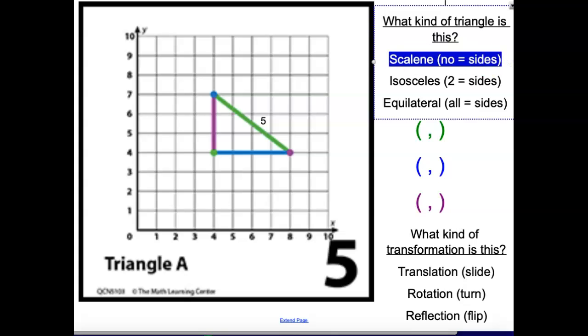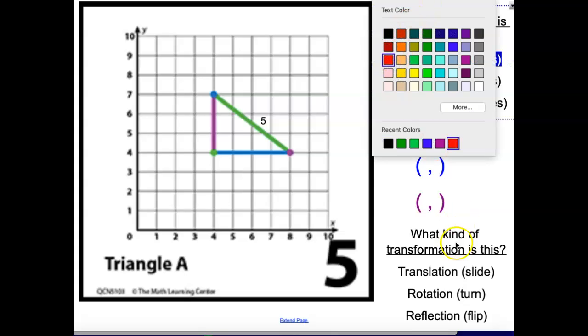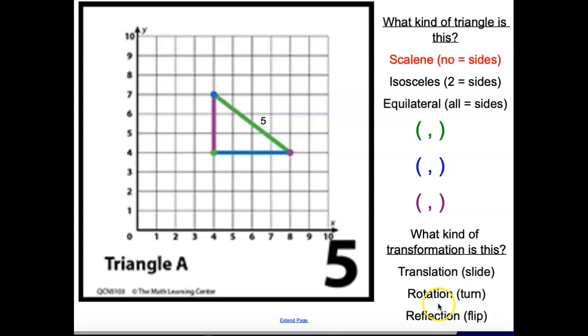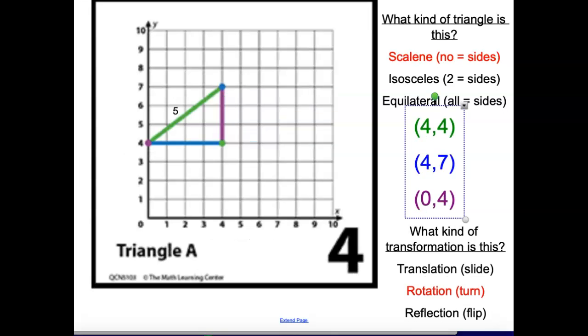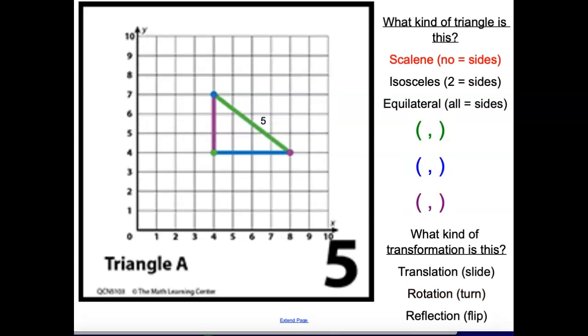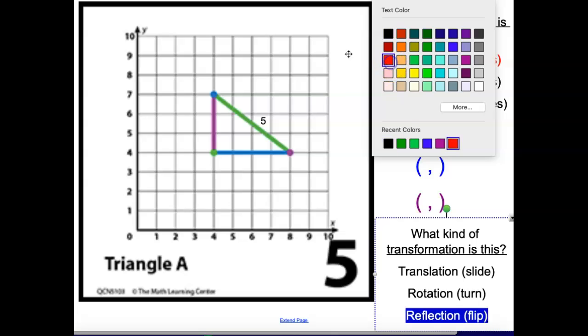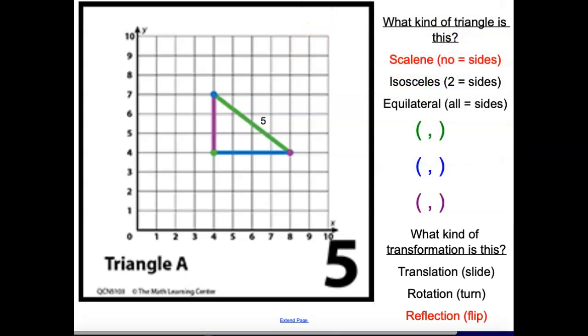We see that this is still the same triangle, but what happened to it? It didn't slide, and it maybe turned, but if you think of it like a pancake, it flipped. We see that it's a reflection because it flipped like a pancake.